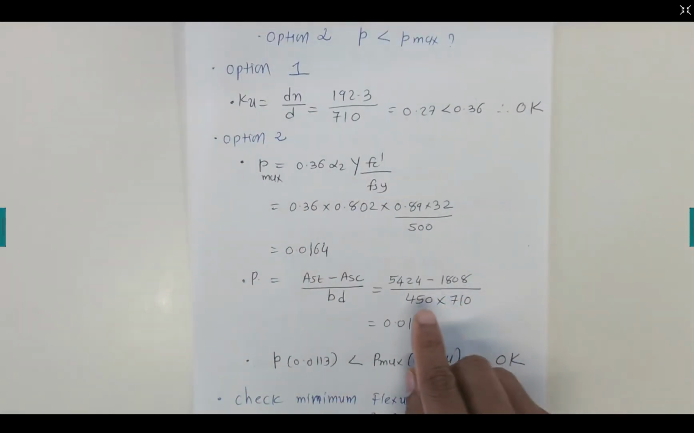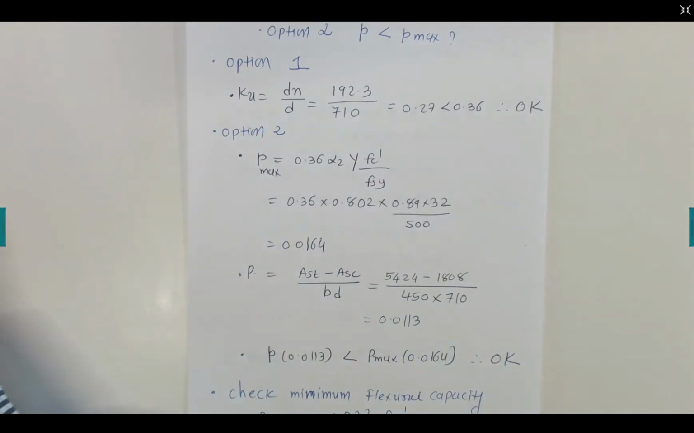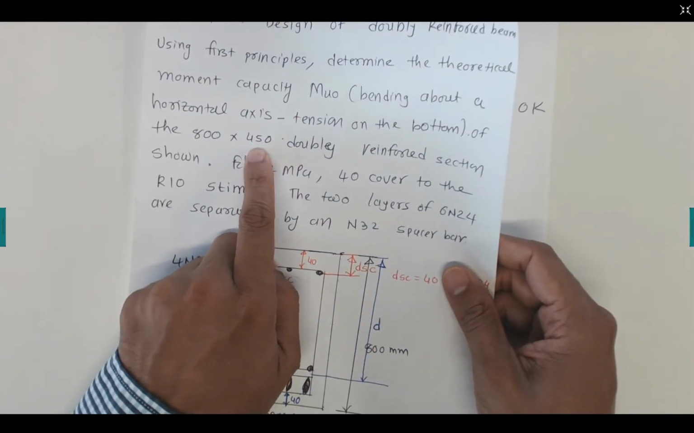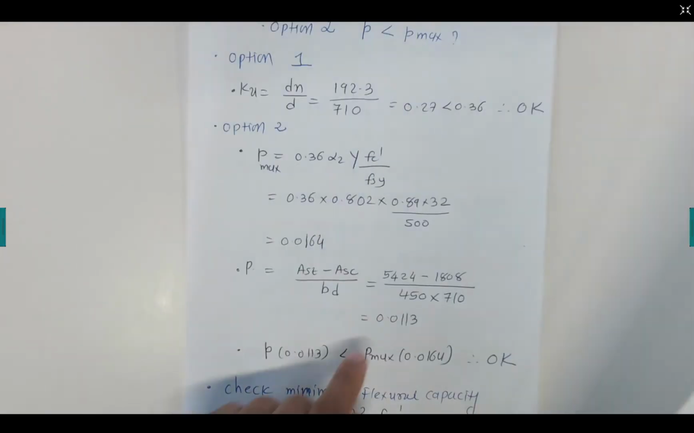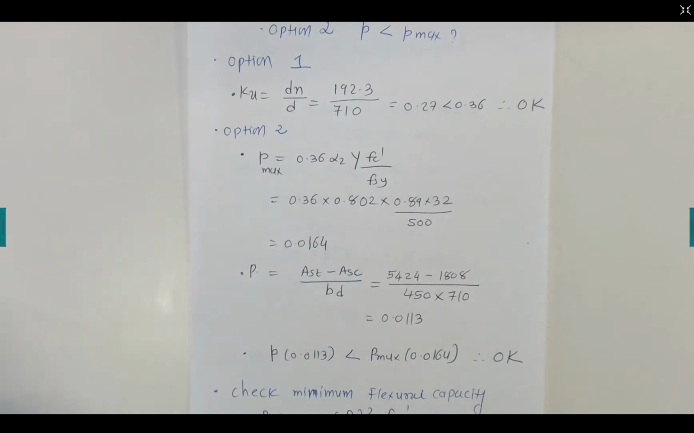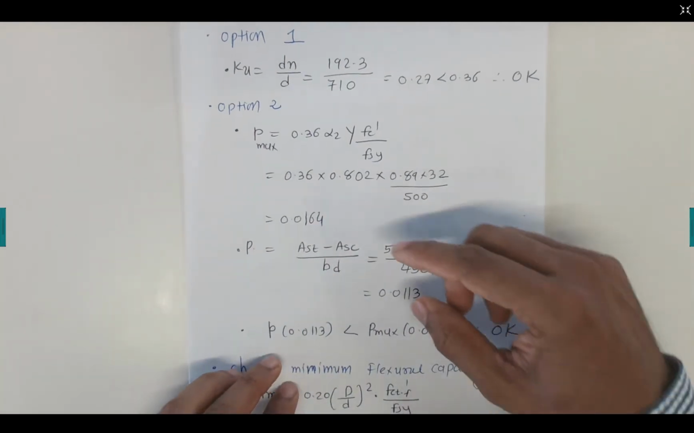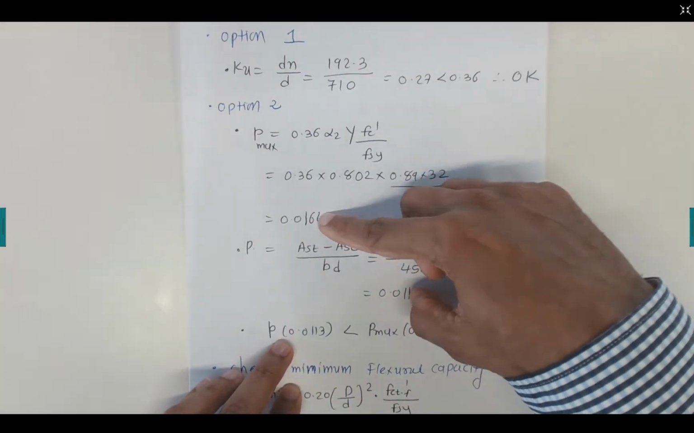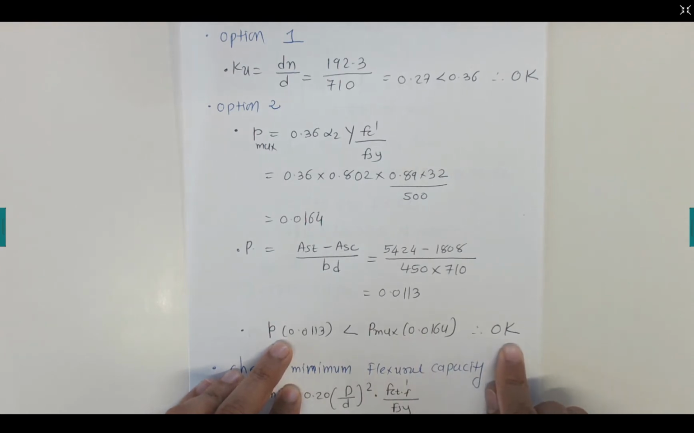We substitute here. B is 450, given in the question, and D is 710. So we get 0.0113. We compare both values. P is less than P maximum, so the ductility is okay.